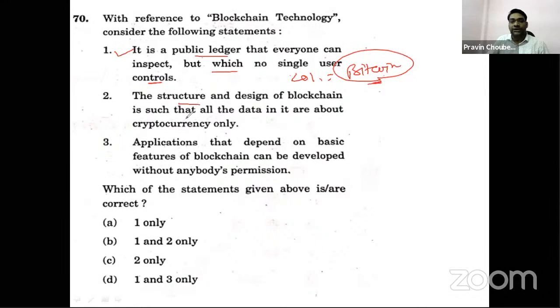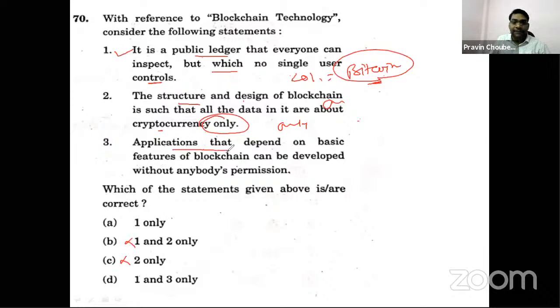The structure and design of blockchain is such that all the data in it are about cryptocurrency only. Suppose you are from a non-science background and you don't know exactly what blockchain technology is, and you want to attempt this question. Whenever you see the word 'only', 98% of the time that statement is wrong. 'Only' is a very confusing word. So the structure and design of blockchain insists that all the data in it are about cryptocurrency only. No, blockchain technology is for other purposes also, not only for cryptocurrency. It is not that it will work only on the principle of cryptocurrency; it can work on other principles also. So statement 2 is wrong. If statement 2 is wrong, then you can easily remove B and C.